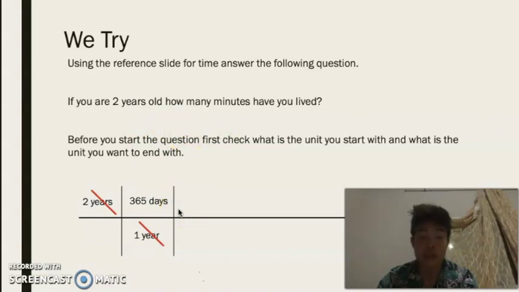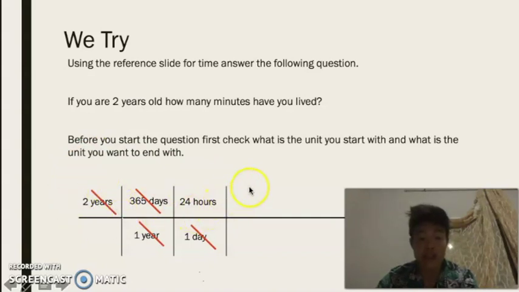So we know that in one day there are 24 hours. As you can see, yet again, the units here will cancel out. The days units will cancel out until we're left with hours on the numerator. So now we have the unit hours, and when we multiply 2 times 365 by 24, that is how many hours we have in 2 years.